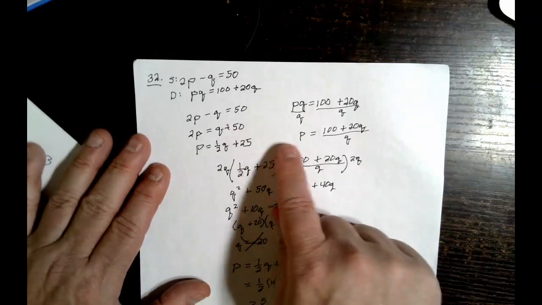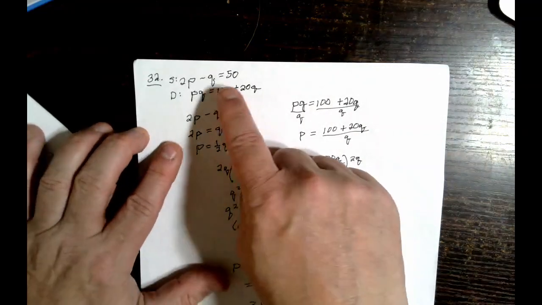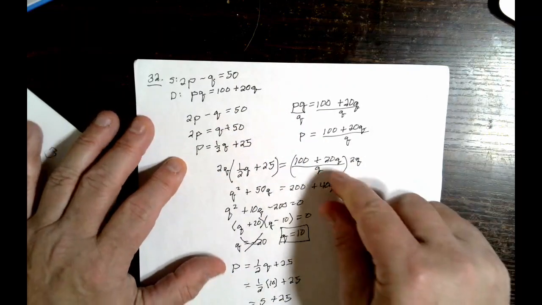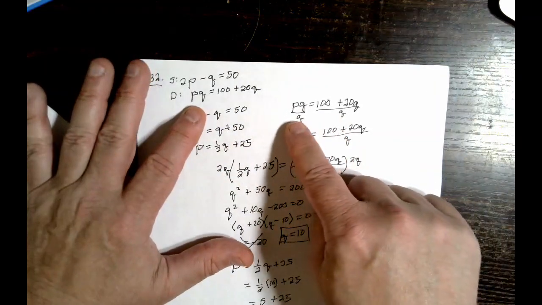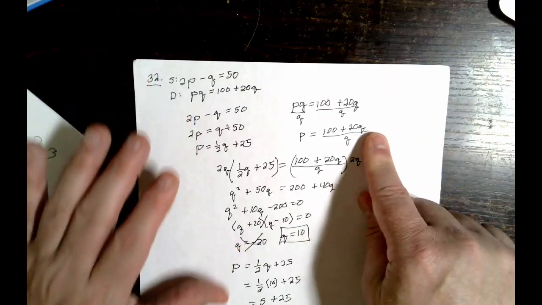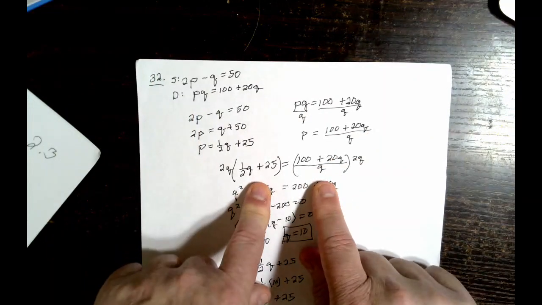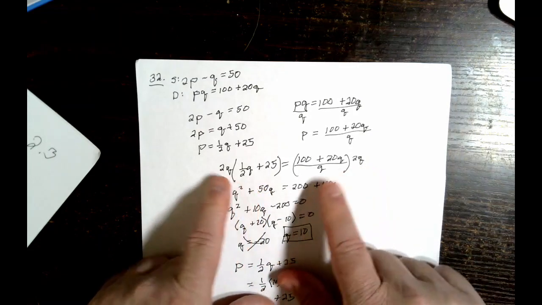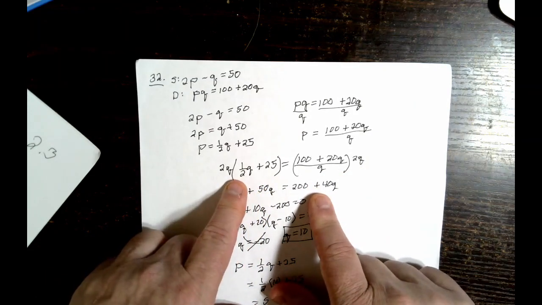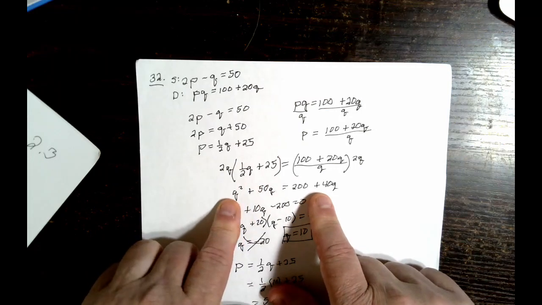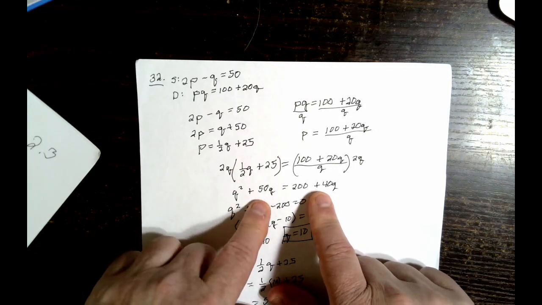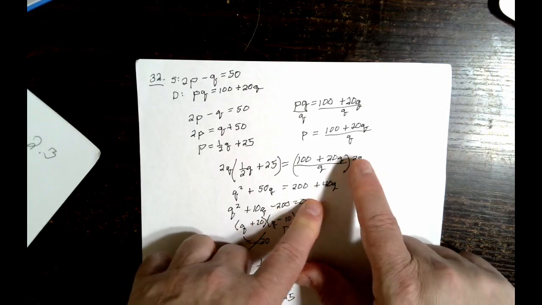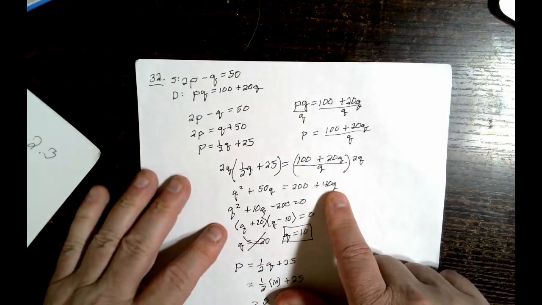I solved it for P. I took this one and brought the Q to the right and divided by 2. And on this one I solved it for P by dividing by Q. So now I got these two guys equal to each other, and I solved by multiplying both by 2Q. So 2Q times 1/2 Q gives you just Q squared. 2Q times 25 is 50Q. And this one, your Q's cancel, but you still have a 2 that hits the top.